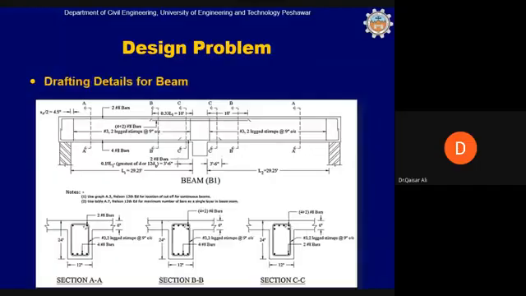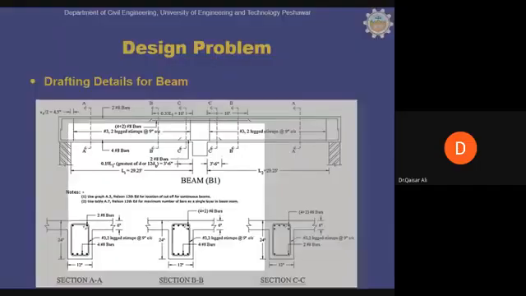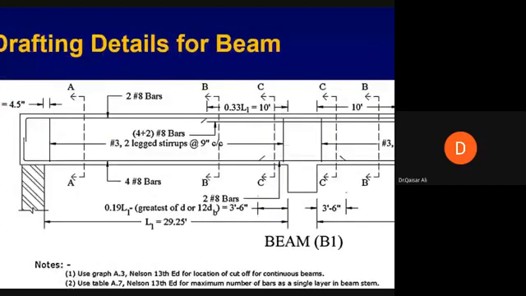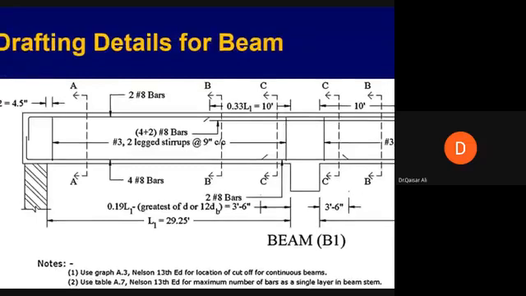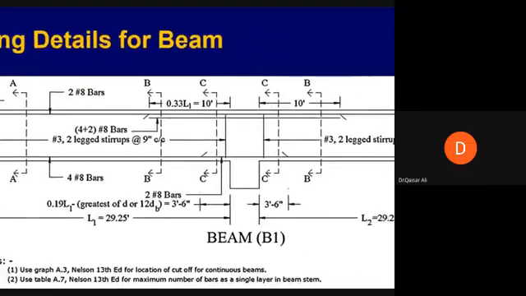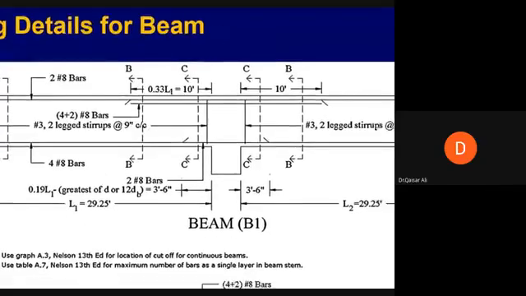This is the positive bending moment. For positive moment, 4 number 8 bars have been provided. Negative reinforcement, 6 number 8 bars have been provided. So you can see 2 lines here. Can you see these 2 lines? This line and the top line, 2 lines.